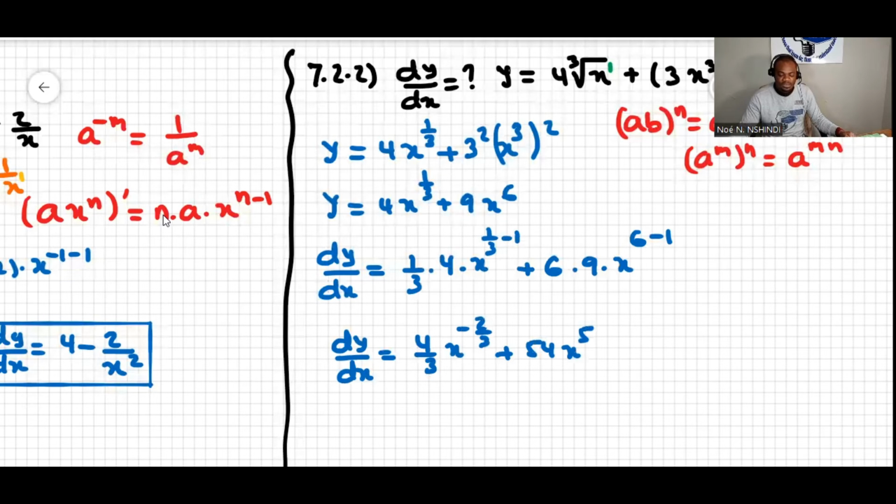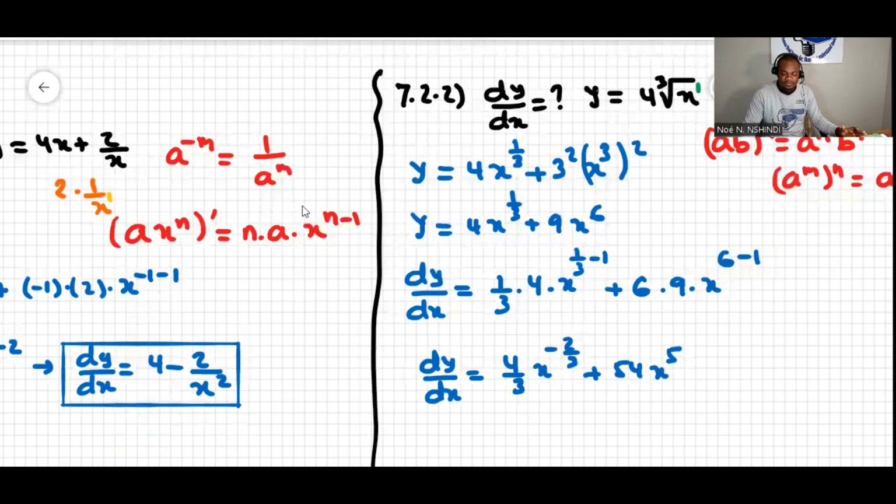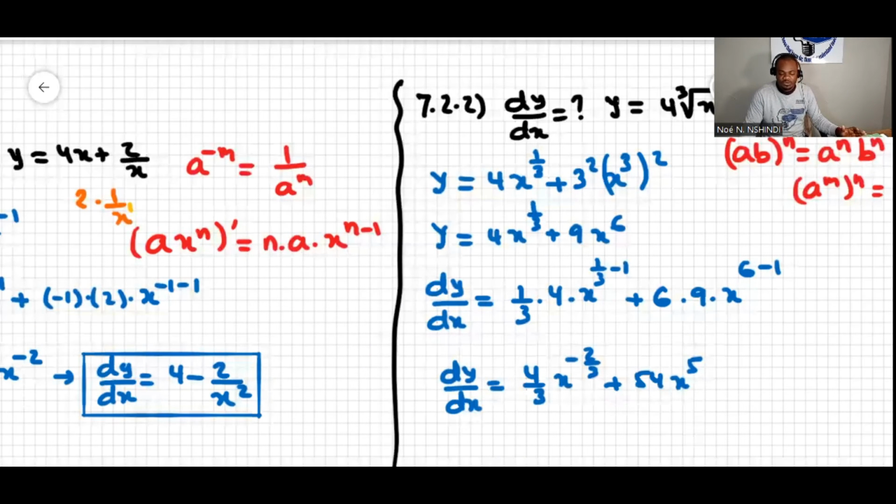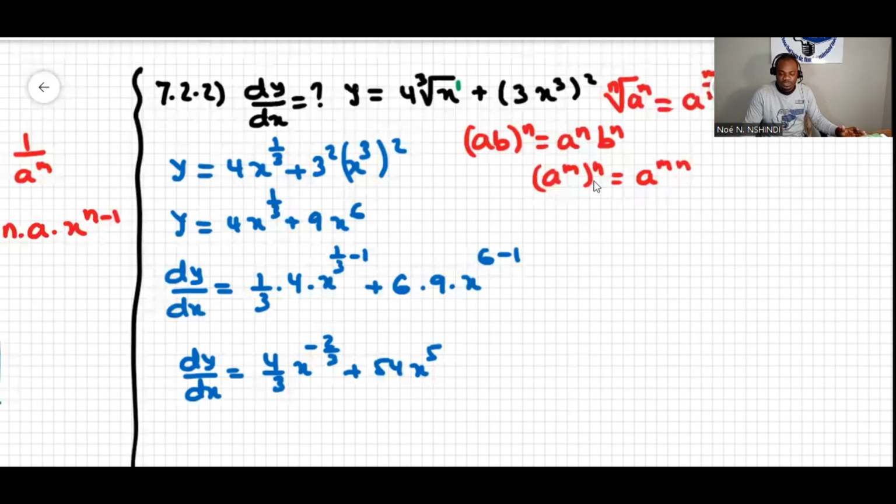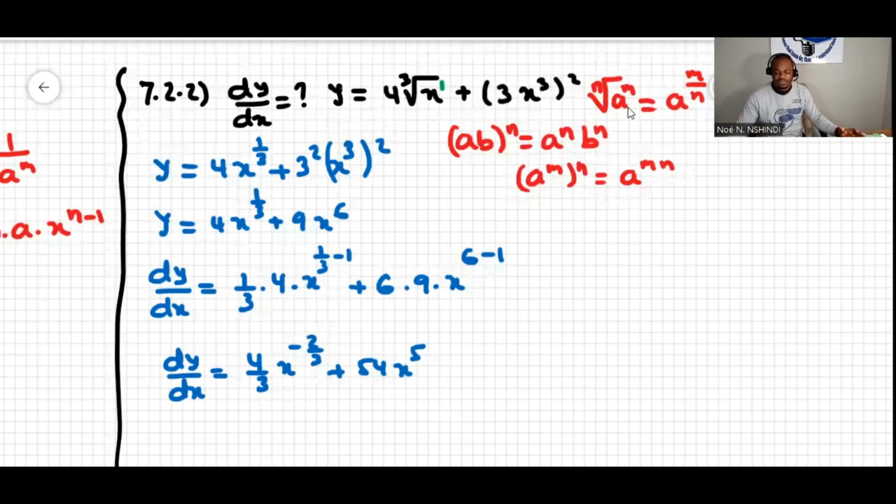You understand? Now I think they can allow you to leave your answer in this form. Okay, you can leave it like that, or you can write it with a positive exponent by using the law of exponents that we use here, when you move this to the denominator, and then use again this law if you need to write it in a radical sign.